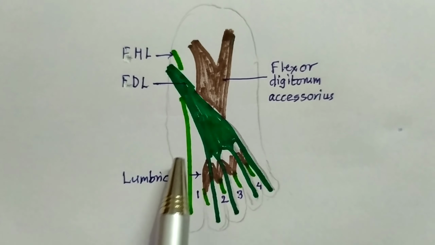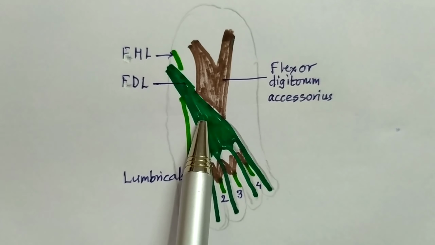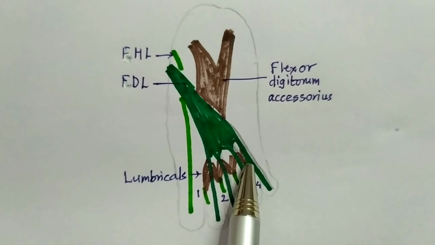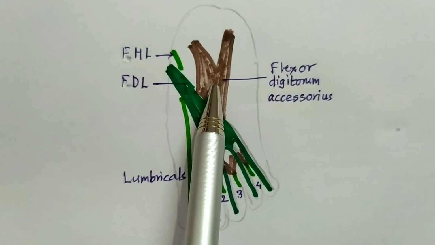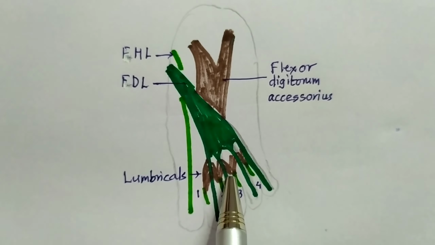The tendons are the tendon of flexor hallucis longus and tendon of flexor digitorum longus. The 2 muscles are flexor digitorum accessorius and the lumbricals. The flexor digitorum accessorius is supplied by lateral plantar nerve. The first lumbrical is unipinnate and it is supplied by medial plantar nerve. The remaining 3 lumbricals, means second, third and fourth, are bipinnate. They are supplied by lateral plantar nerve.